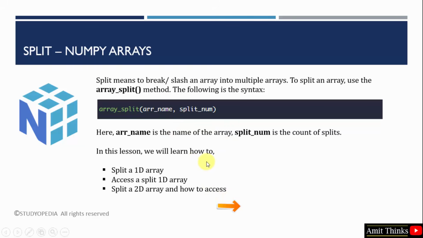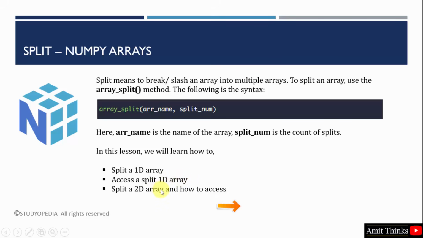We will see the following examples that will allow us to split a 1D as well as a 2D array. Okay, firstly, we will see how to split a 1D array. After splitting an array, we will see how we can access a split 1D array. So let's say you divided your 1D array into 2 parts. How you can access them individually, the 2 parts. Okay, we will understand it in the second example.